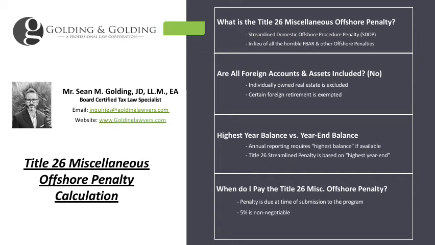Good afternoon. This is Sean Golding with Golding & Golding here to discuss the Title 26 Miscellaneous Offshore Penalty and how to calculate it. It's a mouthful. Generally, all this really is the 5% penalty associated with the Streamlined Domestic Offshore Procedures.